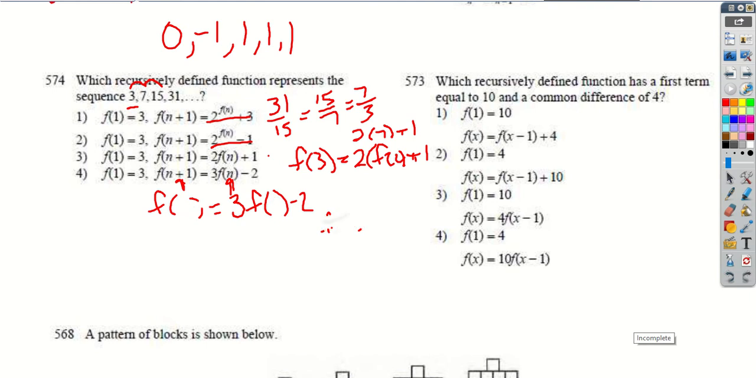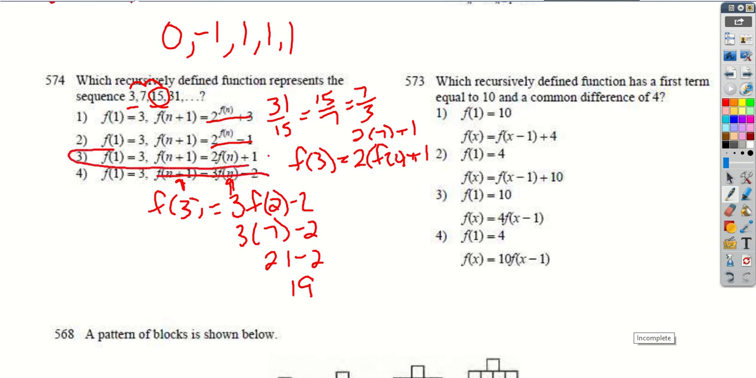All right. So if we're going to do f of 3 down here, that means we're going to do 3 times f of 2 minus 1. So 3 times 7, sorry, minus 2. This is 21 minus 2, and this is 19, but it's supposed to be 15. So we know that sequence is out. So we're left with choice 3. So we're doing a little guess and check here to see if this works.